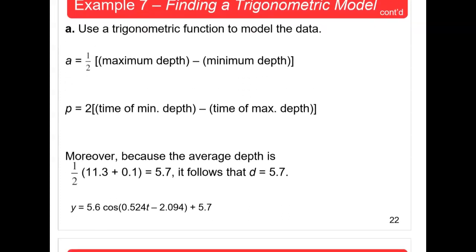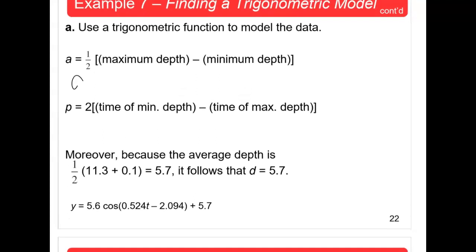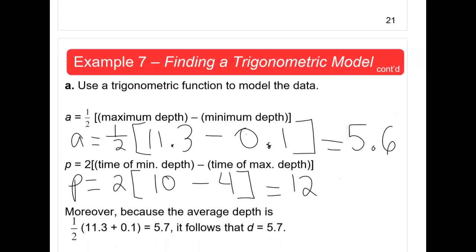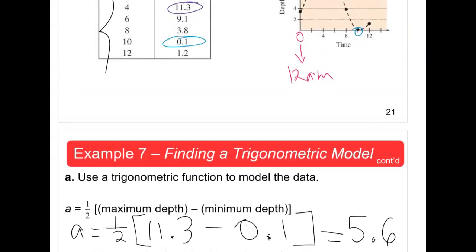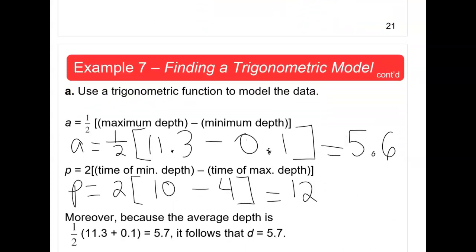So let's see. A, which is the amplitude, is going to equal 1/2. I already have the answer written down here. So I substituted the maximum, 11.3, minus the minimum, which is 0.1, divided by 2, or multiplied by 1/2, which is the same thing. And what I get there is 5.6. So this is going to represent the amplitude.